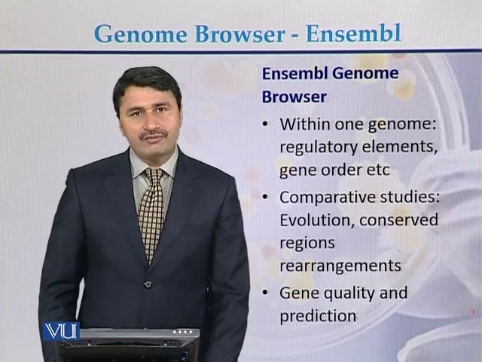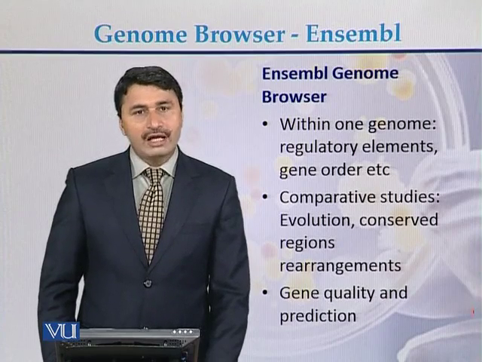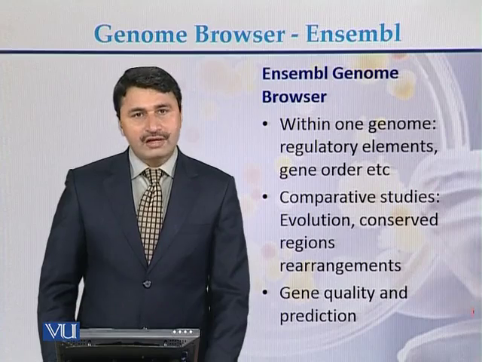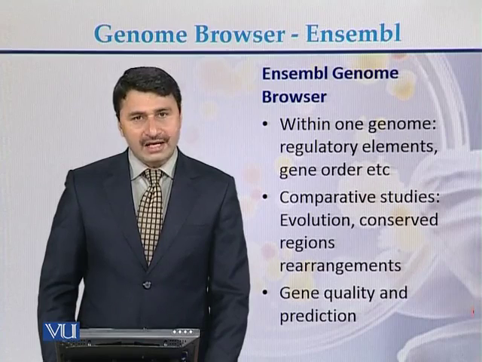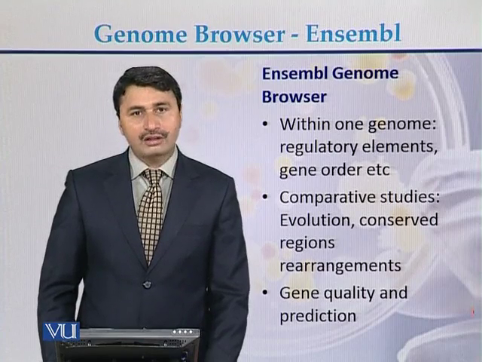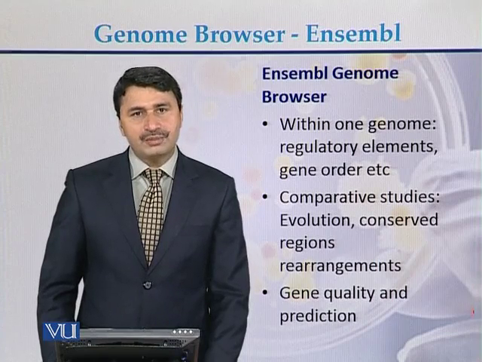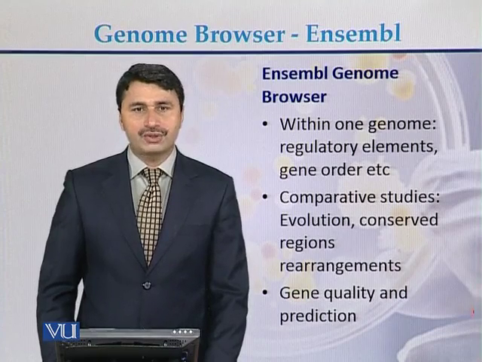Within one genome, what can we find from the Ensembl Genome Browser? Within one genome, we can find regulatory elements. We can find the gene order from Ensembl Genome Browser, comparative studies, evolution, conserved regions, or the chromosomal rearrangements. Gene quality and gene prediction can also be found from the Ensembl Genome Browser.